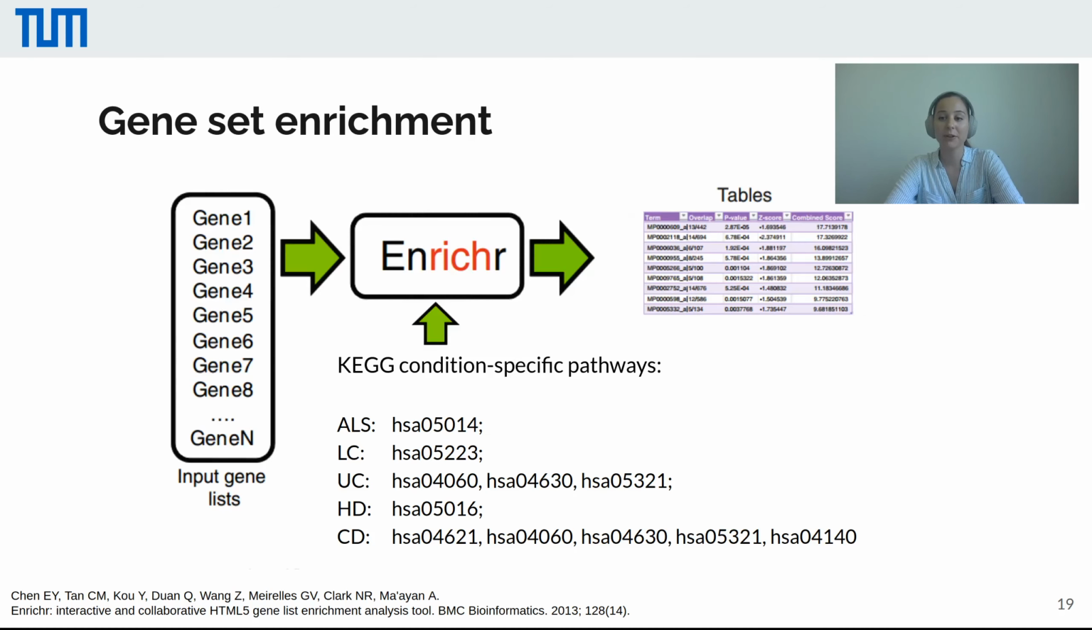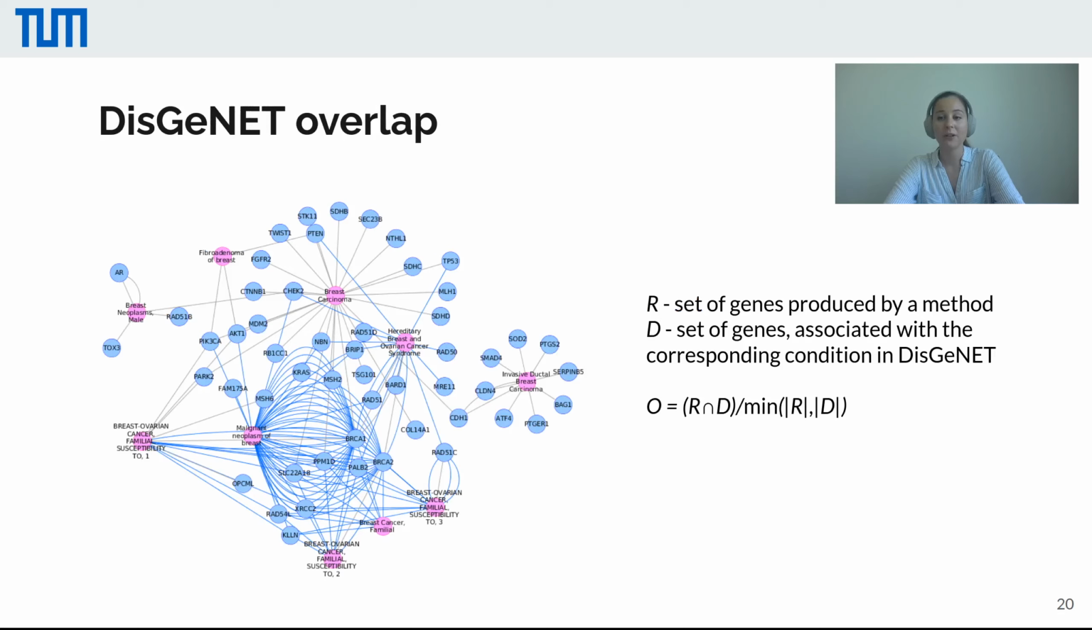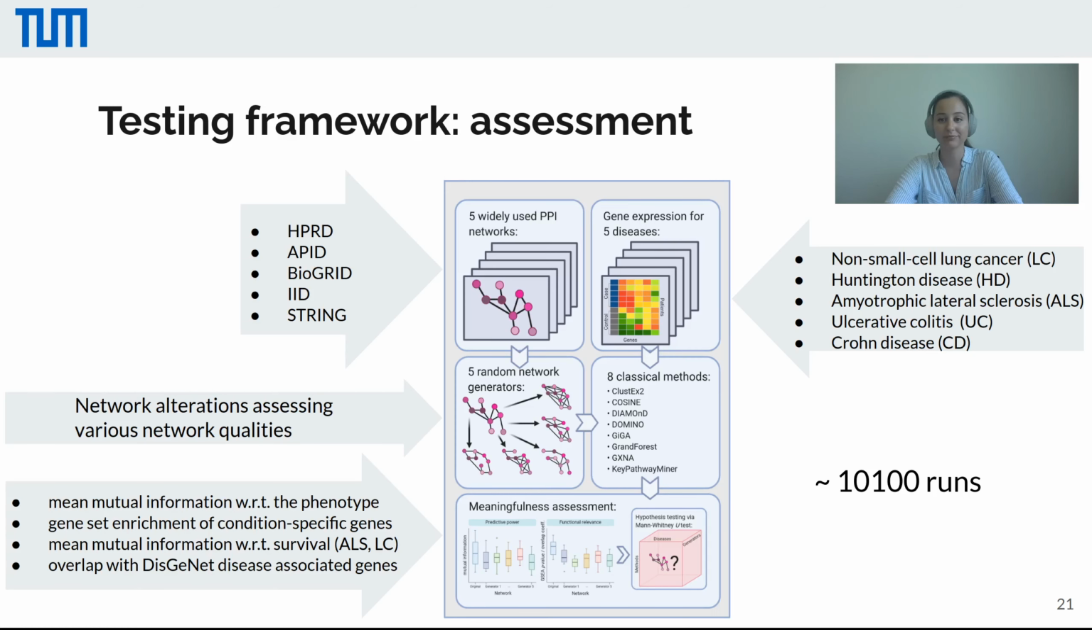Then we also computed p-values to measure significance of association with disease-specific KEGG pathways. We also extracted disease genes from the GeneT network and computed the overlap coefficient between the extracted disease models and these GeneT models. All in all, we performed over 10,000 runs to assess all possible combinations of networks, alterations, and gene expression.